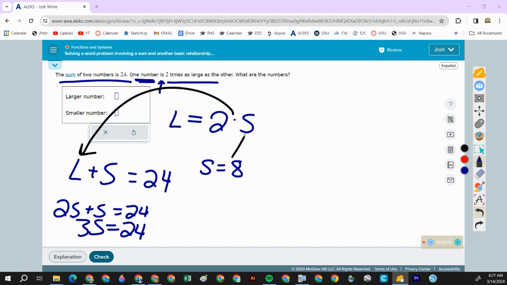And then I can plug s in here. 2 times 8 is 16. So the large number is 16 and the small number is 8.